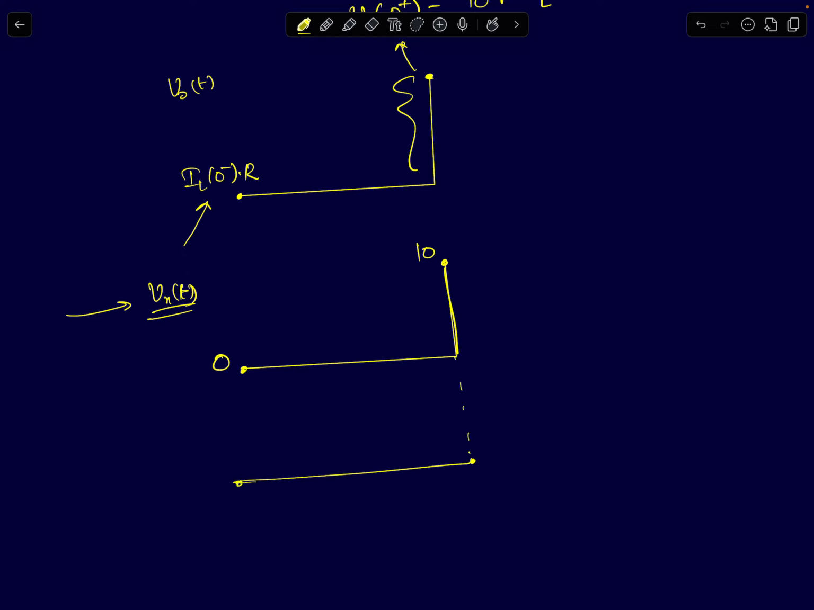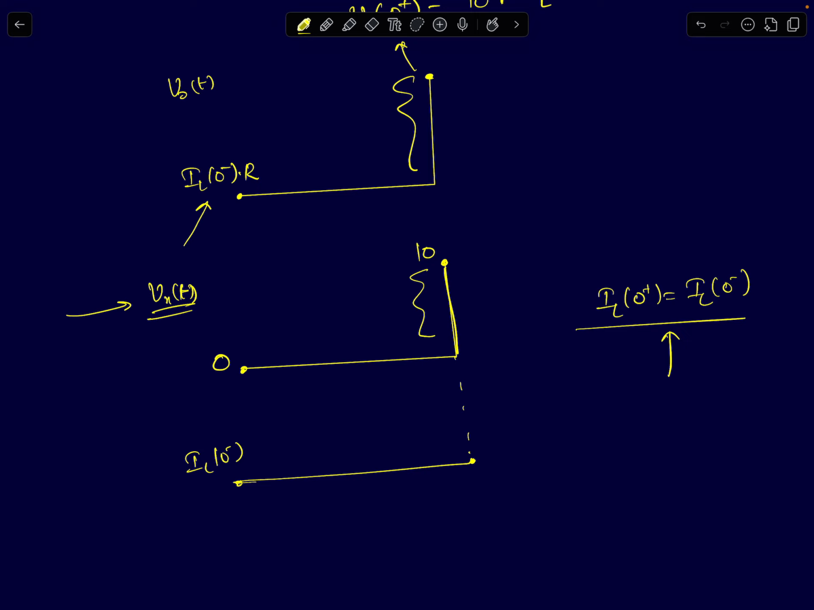even at t equal to 0 plus, it will be IL(0-). So IL of 0 plus will also be equal to IL of 0 minus. Okay, this follows from the inductor current not changing instantaneously. For the inductor current to change instantaneously, you need to apply an impulse of voltage across it. Even a sudden step will not help. You have to apply a sudden impulse of voltage. Only then you will see sudden step changes in currents.